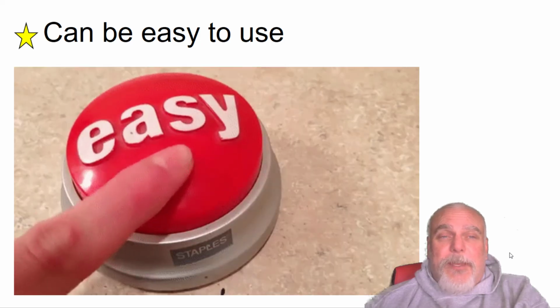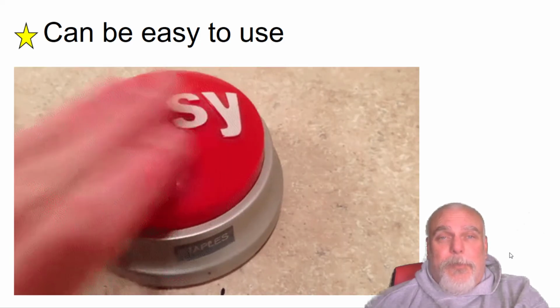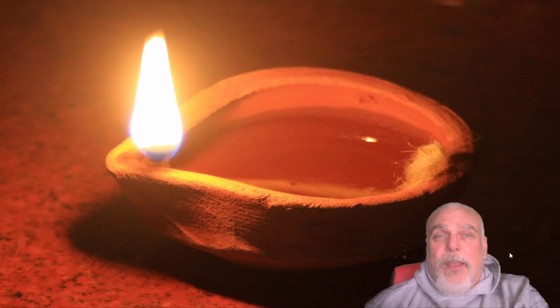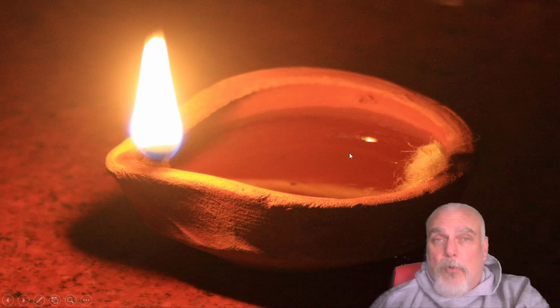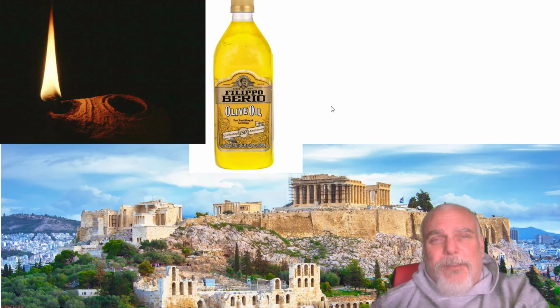An advantage of biomass is that it can be really easy to use. I mean, you can't get much more simple than an oil lamp. This is an oil lamp that's been used by people for thousands of years. In its most simple form, you have a little jar of oil. This is just vegetable oil, and you have a wick, and the wick soaks up the oil, and you can light the wick, and the wick will burn. So you have an oil lamp. For example, in Greece, they're well known for growing olives, and they make olive oil, and you can use that olive oil in a lamp.